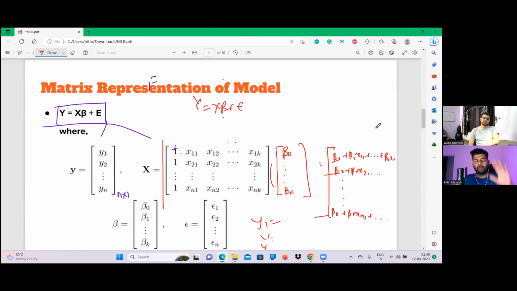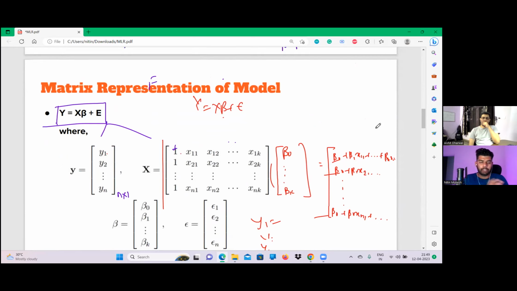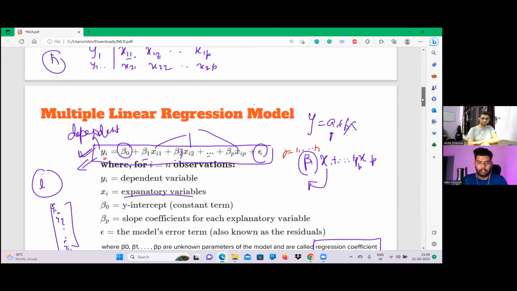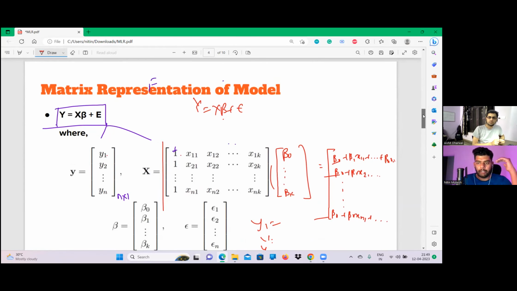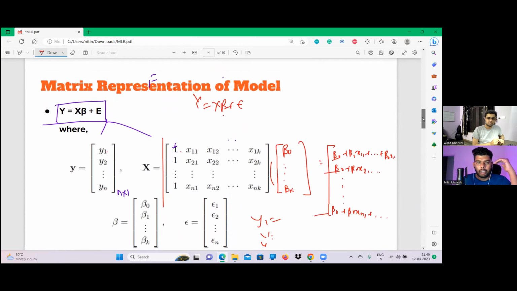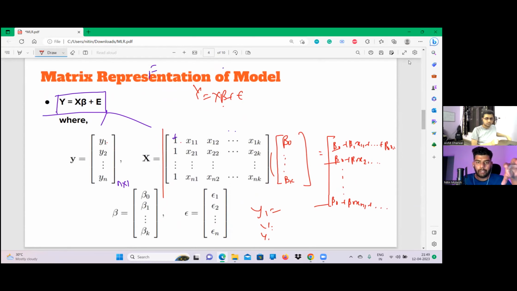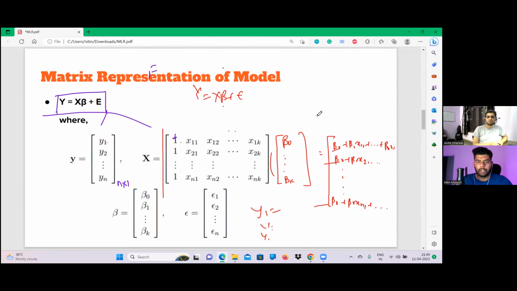So it means that we can represent our model in the form of vectors and matrices also, like we initially explained yi is equal to something like that. But this matrix representation is a very compact representation of the model, and it will help you do the calculations very easily, especially if you are doing the computation.